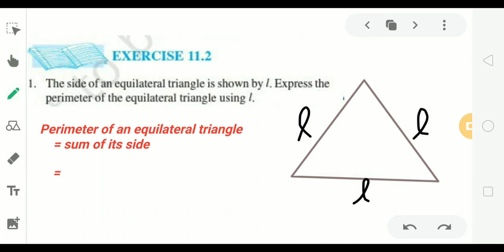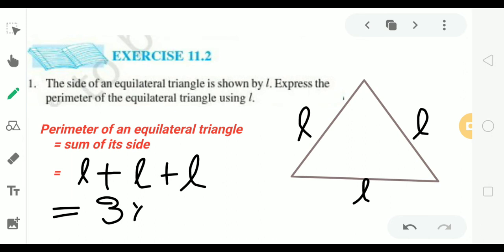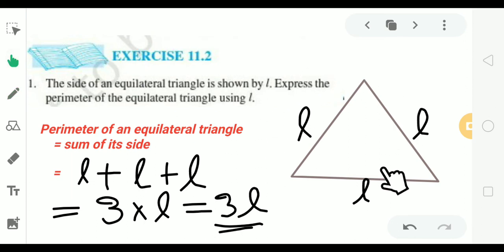So if you add this, 3 edges are each L units. So in order to get the perimeter, we have to add the 3 edges. So 3 L's. So the perimeter is 3 times L. So 3 times L is 3 into L. So 3 into L is 3L. So 3L is the perimeter in algebraic expression form. This 3L is the formula for finding the perimeter of an equilateral triangle.